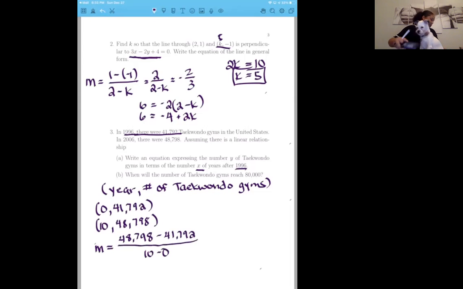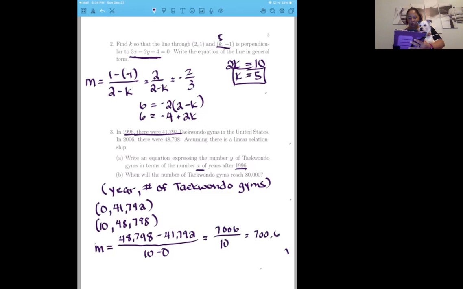So I'm going to have to get my calculator out for that. So 48,798 minus 41,792. And I get 7,006. And we divide that by 10. And we get 700.6. All right, so it looks like we're increasing by 700.6 a year.